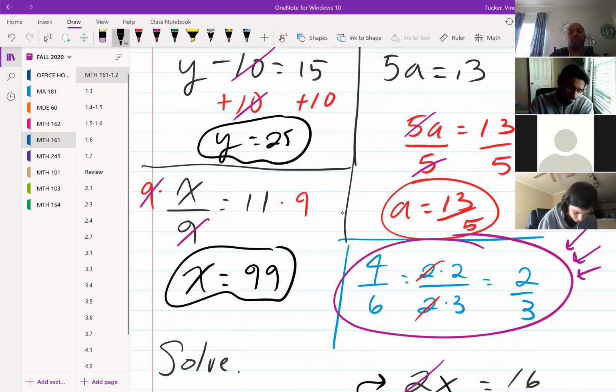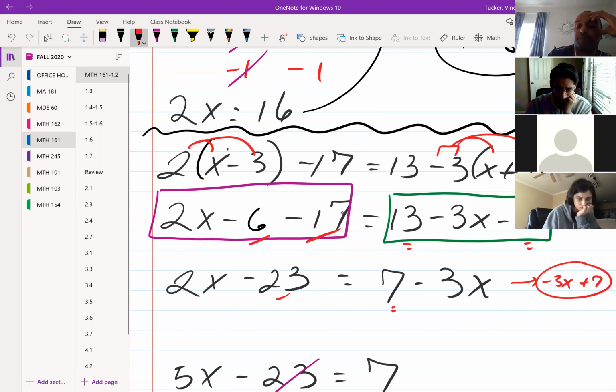Also, I pointed out last class, you have 7 minus 3x on the right. If you wrote -3x plus 7, that's the same thing. As long as your 3x is negative and your 7 is positive, you still have the same expression. All right. So now we have 2x minus 23 equal to 7 minus 3x.